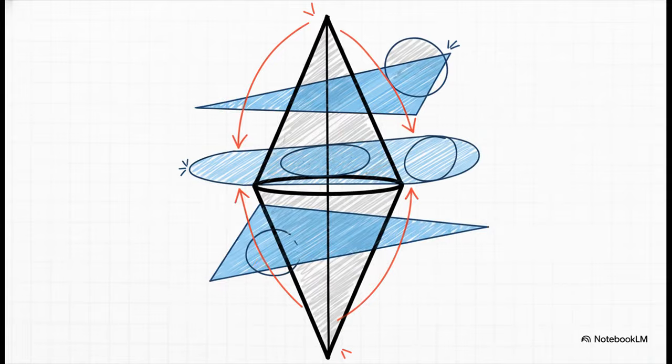This one simple object is holding all the shapes we're about to uncover. And here's the absolute key to everything. The whole secret is just the angle of your slice. The angle that your flat plane makes when it cuts through the cone is the only thing that decides which of the 4 shapes you're going to get.